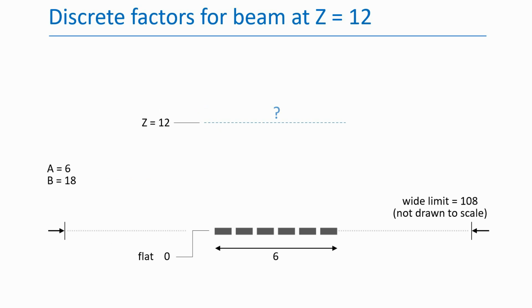Before we start, let's review a beam problem using discrete factors for the sake of comparison. We're given a beam where the stripe is 6 patches wide at the flat, so static A is size 6. The wide limit is 108 patches, so static B is size 18. We're seeking the distribution at z equal to 12.